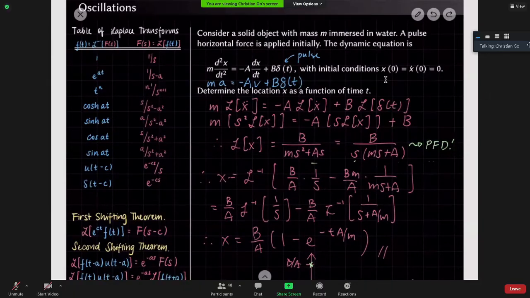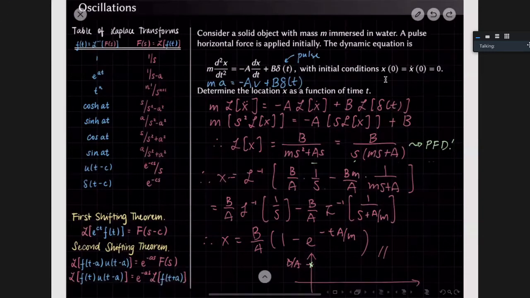How should I draw this? So it's zero at time. Ooh, careful. So when I plug in X at zero, it's zero at time zero. Yeah, thanks. And then it's gonna push up to B over A and then slowly taper off like that. Yep. So it's close to over damping, in a way.